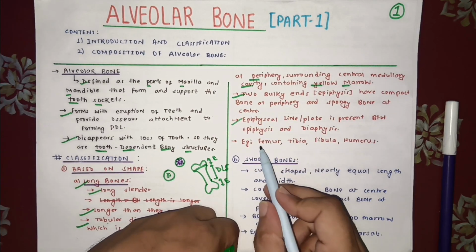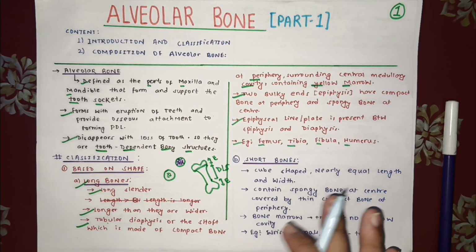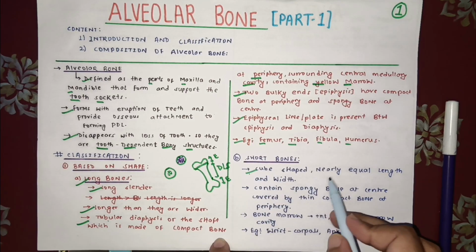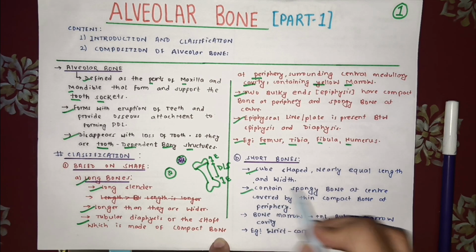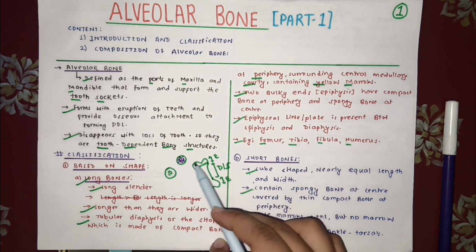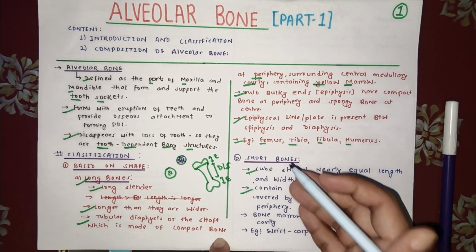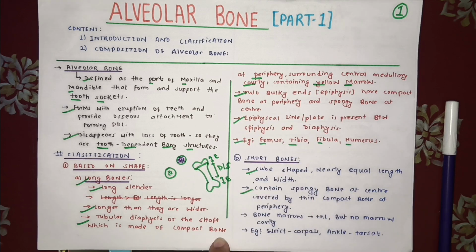After that, examples. We have femur, tibia, fibula, humerus. They are the long bones. After that, the short bones. They are cube shaped bones, nearly equal in length and width, and contain spongy bone at the center, covered by thin compact bone at the periphery. So the structure is quite similar to that of the epiphysis. The epiphysis also has compact bone at the periphery and spongy bone at the center. The similar structure is there in the short bones.